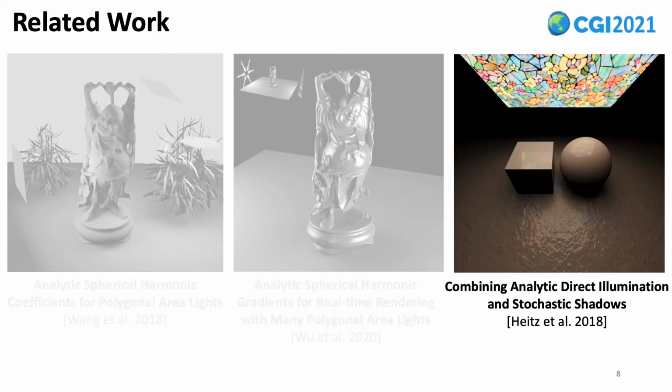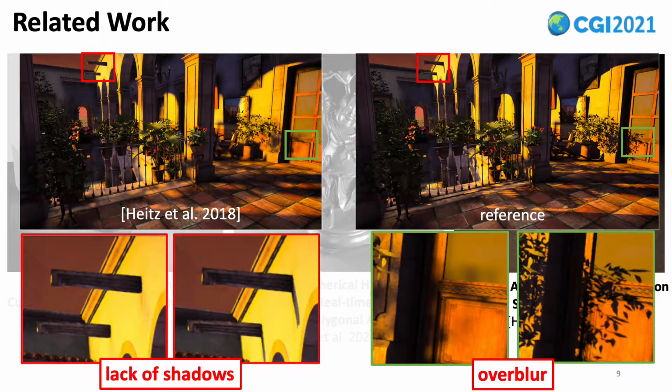Heitz et al. proposed a ratio estimator to add shadowing effects by stochastically sampling a small number of shadow rays, then the rendering results are denoised. Although this method can render plausible results in some cases, this method suffers from a lack of shadows and blurred shadows as shown in this slide.